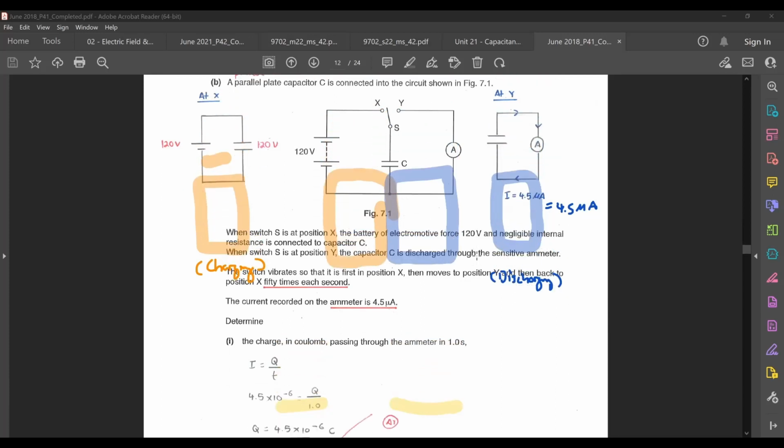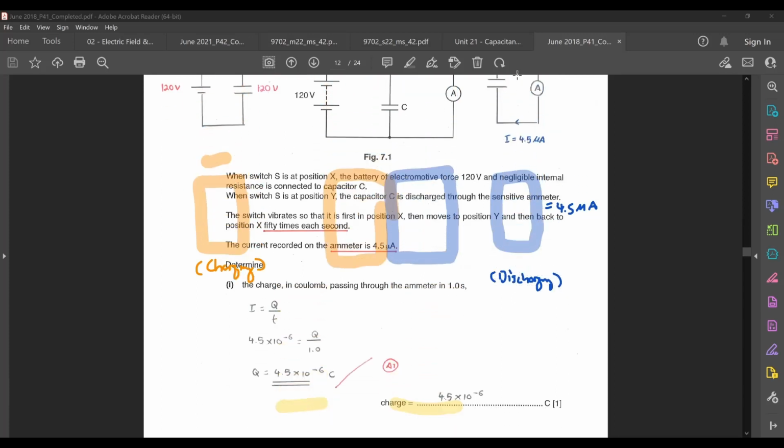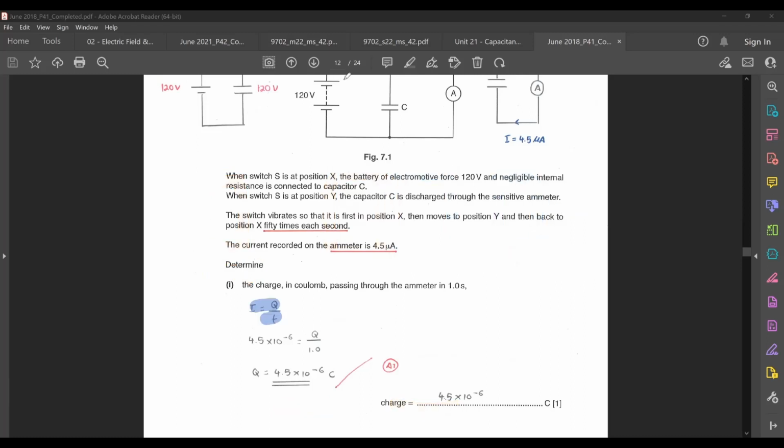This one again, you can make use of the equation for current, where you say that I is Q over T. Your current is 4.5 microamp, so it's 4.5 times 10 to the power minus 6 amps. Your time considered is 1 second. So your charge that passes through the emitter in 1 second is really just 4.5 times 10 to the power minus 6.